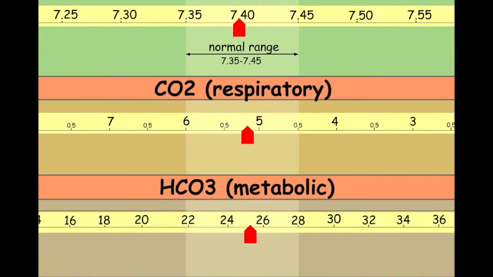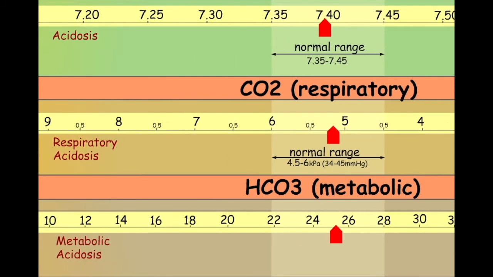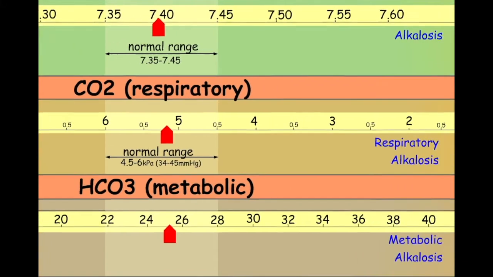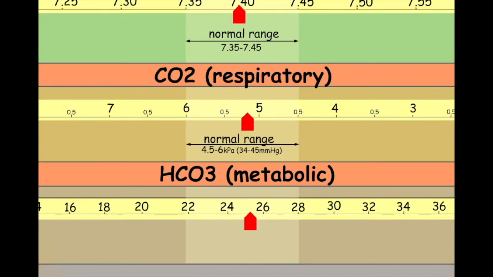The middle element in our model represents CO2, the respiratory component of blood pH. The normal range for CO2 is approximately 4.5 to 6 kilopascals on an arterial blood gas. Slightly confusingly in this model, we have inversed the scale. So we have high CO2 levels over here on the left and low CO2 levels down here on the right. Hopefully the reasons for doing this will become obvious as the video progresses.